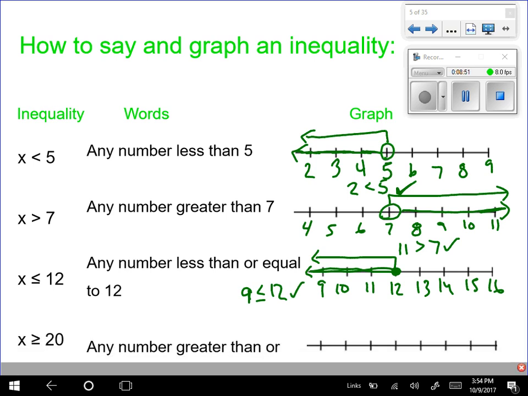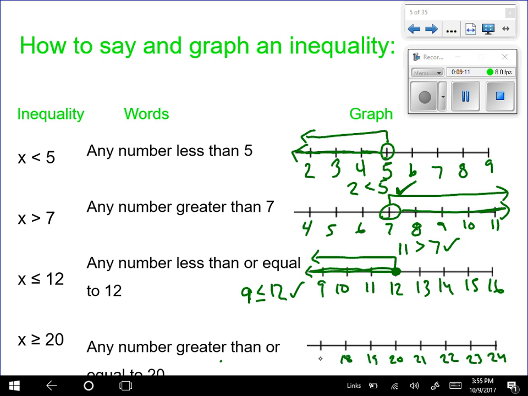And our last one, x is greater than or equal to 20. So our wording, sorry you can't quite read it on the screen, but any number greater than or equal to 20. Okay, so same concept. Draw our points in here. We're going to have a closed circle at 20 because it could be equal to 20, and it's going to be shaded to the right because it's going to be larger. Is 24 greater than or equal to 20? Yes, it is, so that would be correct.